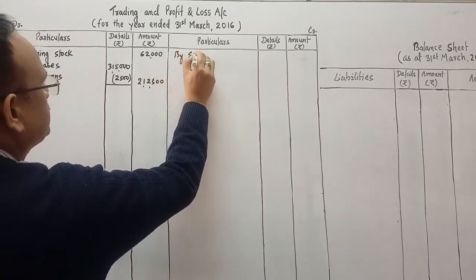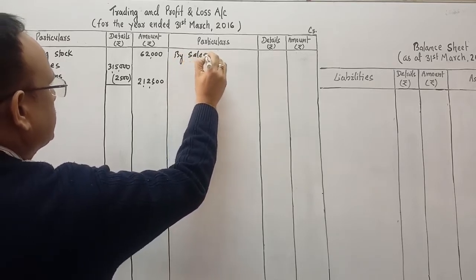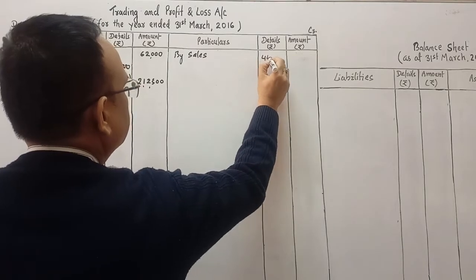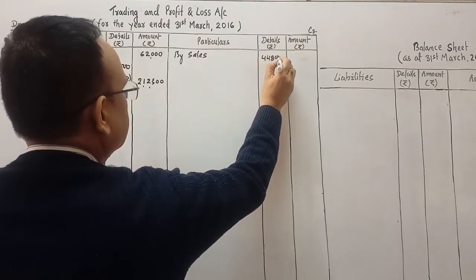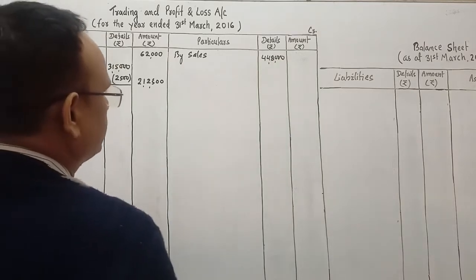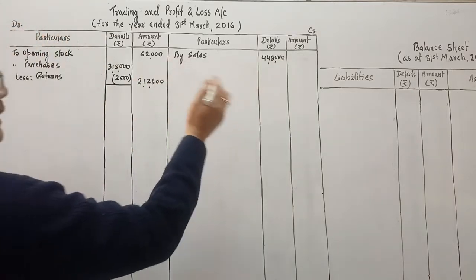After purchase, here you write the sales. By sales, sales have a credit balance. So 4,48,000 is the sales you see in the trial balance. Purchase and sales are given at one place. The sales have a credit balance.